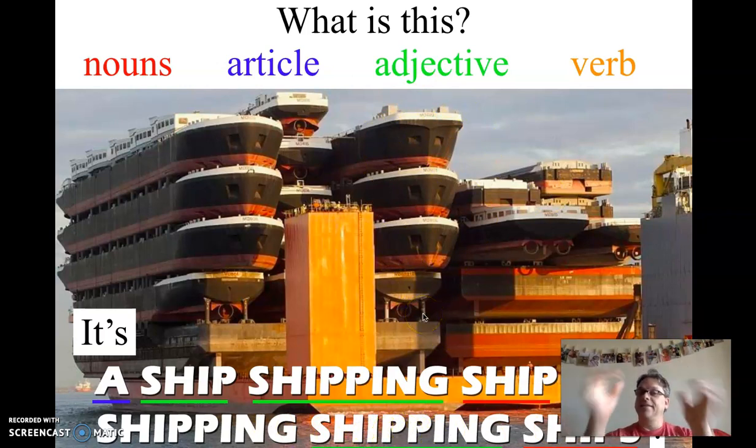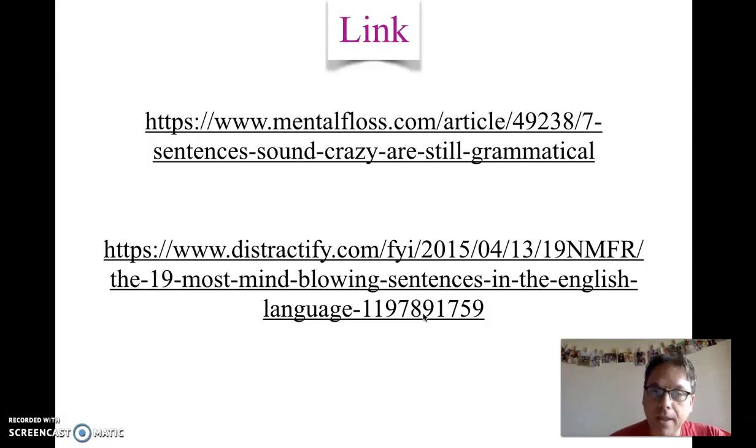Does it make sense? This is a difficult sentence, but it allows us to really understand how these words go together, even when they're silly and they're all so closely related. Here are two links for some other silly and crazy sentences that, while they are strange, they are grammatically correct and understandable if we work with them enough.